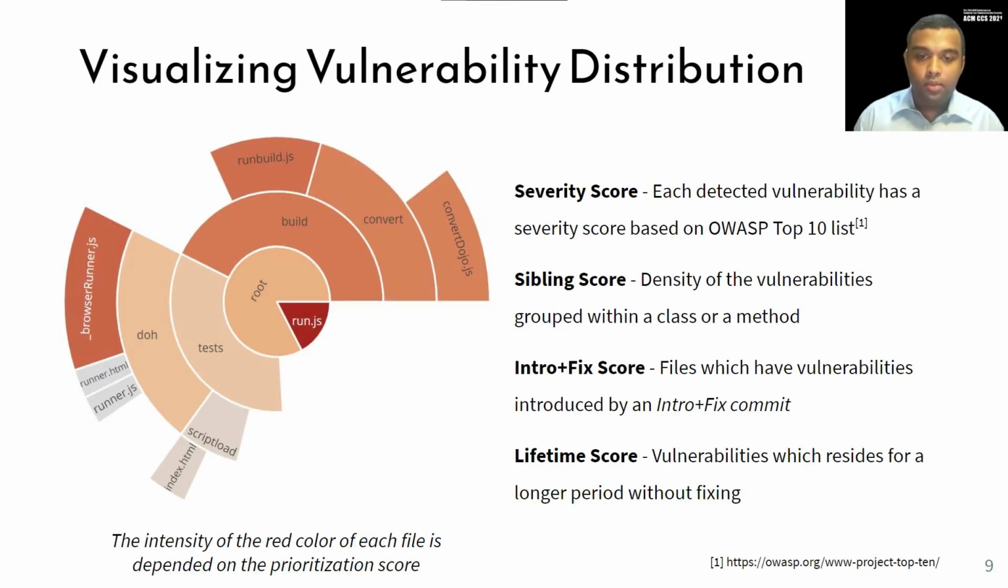With our vulnerability distribution visualization, a developer can identify which file needs more priority for remediation. As shown in the graph, our vulnerability distribution visualization shows the intensity of the red color of each file depending on the prioritization score. Each file in the source code is provided a vulnerability prioritization score, which is comprised of the severity score, sibling score, intro plus fix score, and the lifetime score.